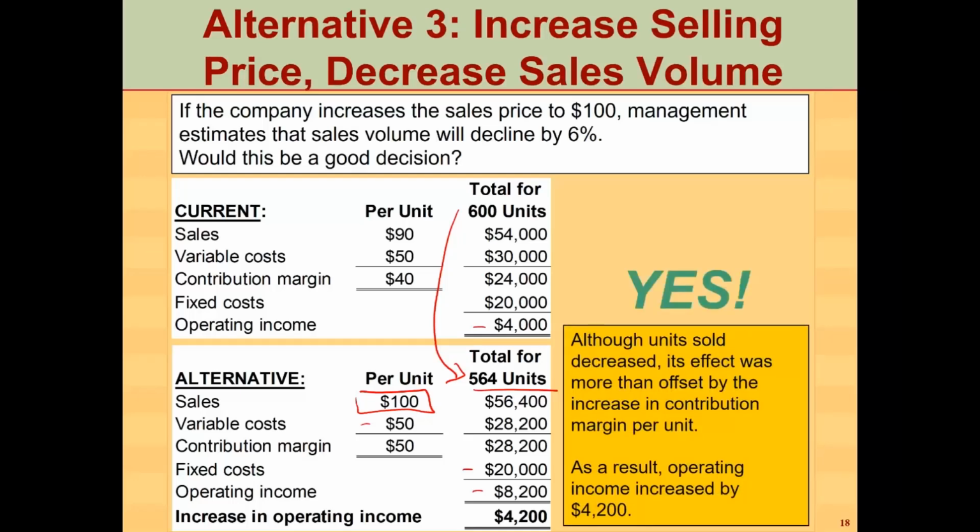Even though you lost some units, you went from making a contribution margin of 40 to a contribution margin of 50. Therefore, it netted out where you were actually making more money. Alternative 3 would be a good initiative to do. So there's all kinds of problems that you could do here. Those are just 3. You'll see some on the homework. All you're doing is changing those 4 variables and seeing whether or not you're making more or less money.